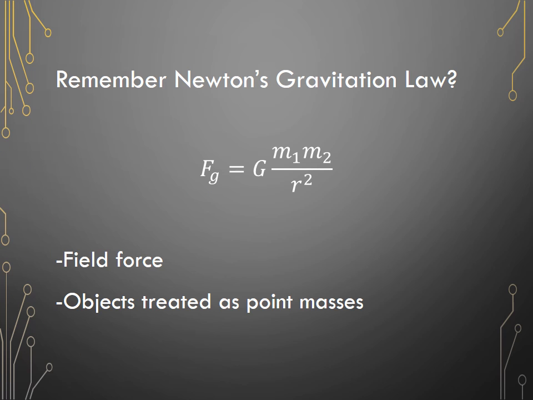Electric force. Remember Newton's law of gravitation? It looked like this, where capital G was his universal gravitational constant, M1 and M2 were the masses of the two objects, and R is the distance between their centers of mass. Remember that this was a field force, so it could act at a distance, and we treated our objects as point masses at their center of mass.